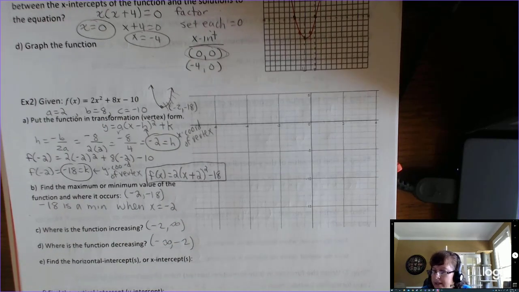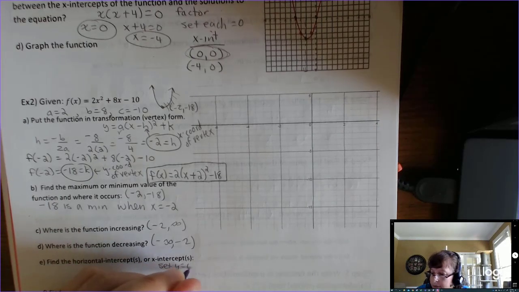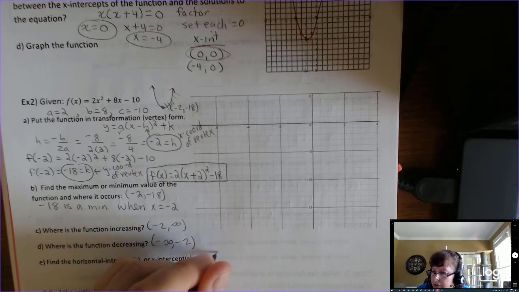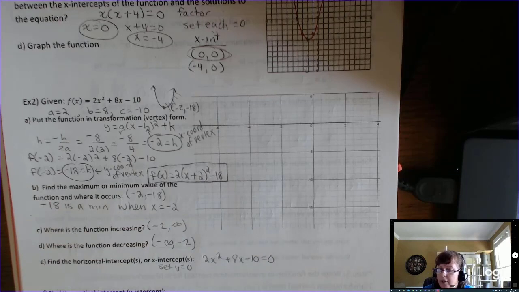Now, how do we find the horizontal or x-intercept? Sometimes you'll see that. That means x-intercepts because x is your horizontal axis. How do we do that? You need standard form. You have to remember the x-intercepts are found by setting y equal to 0. So we're going to take this function, 2x squared plus 8x minus 10, and set it equal to 0. And that's a quadratic equation that you can factor.